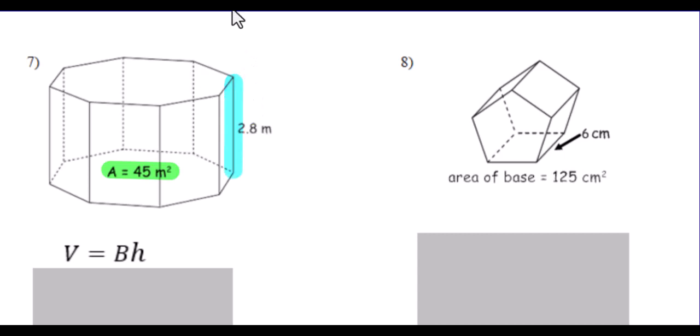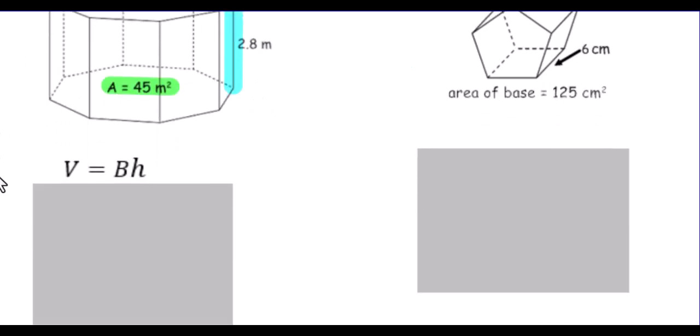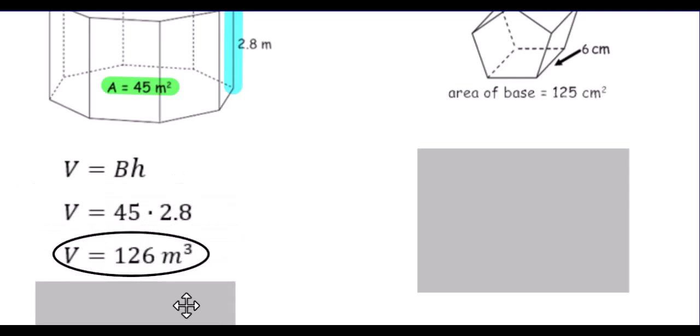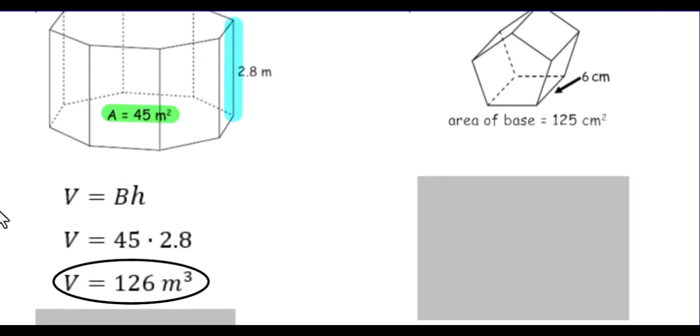That's going to be this distance here. So we'll just plug those in. All we have to do is do 45 times 2.8. That will get us a volume of 126 meters cubed. Keep in mind when you see the area here for area of the base, it's meters squared, since for the area we use meters squared, but for our volume answer, it should be meters cubed.